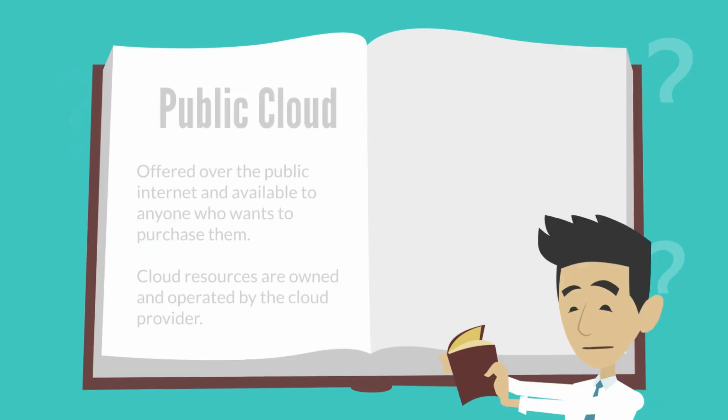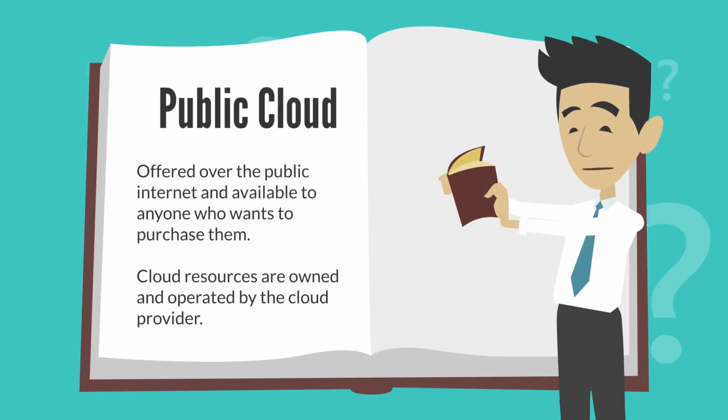Now, in a public cloud model, services are offered over the public internet, and they're available to customers who want to purchase them. Cloud resources like servers and storage are owned and operated by the third-party cloud service provider, in this case, Microsoft Azure, and they're delivered over the internet.